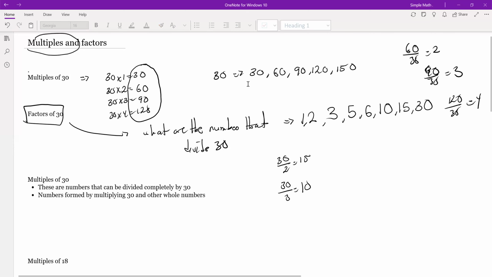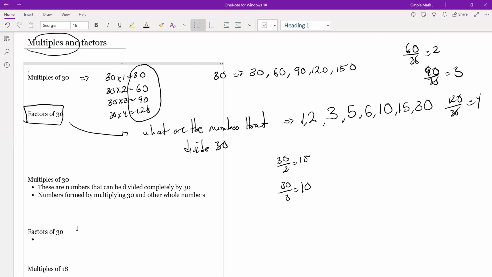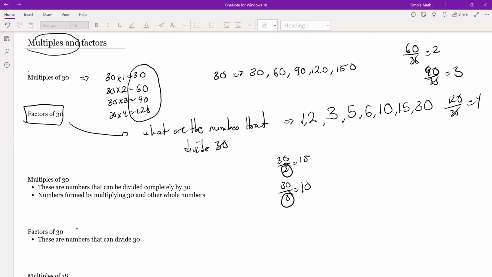And then factors of 30. These are numbers that can divide 30. So these numbers are going to be the denominators. Again, 30 divided by 2 is 15. 30 divided by 3 is 10. So these numbers here are the factors of 30. So that's just the difference between multiples and factors.